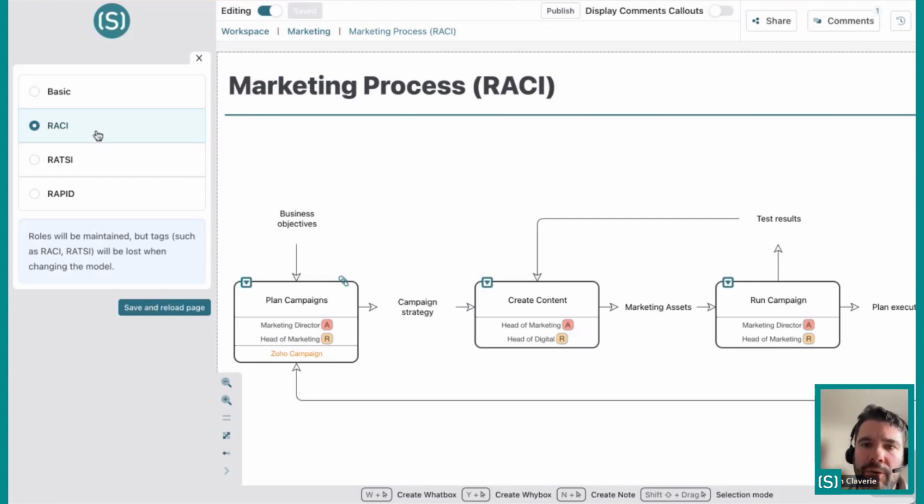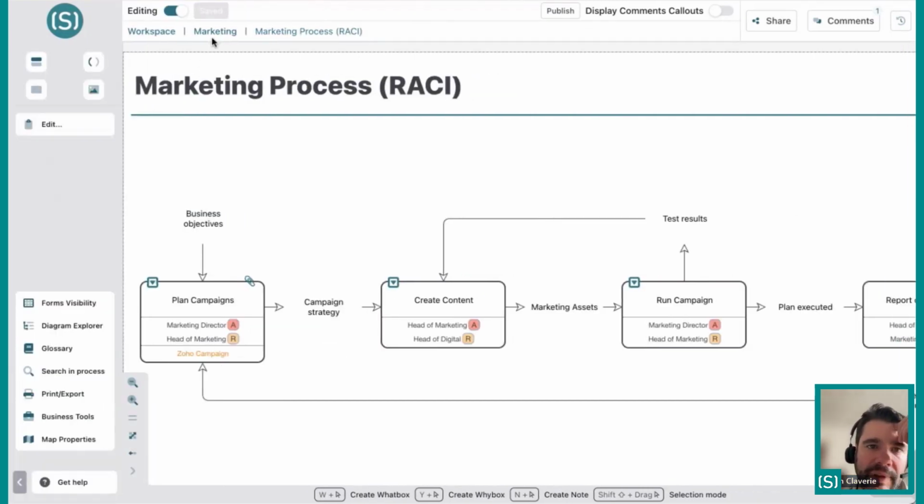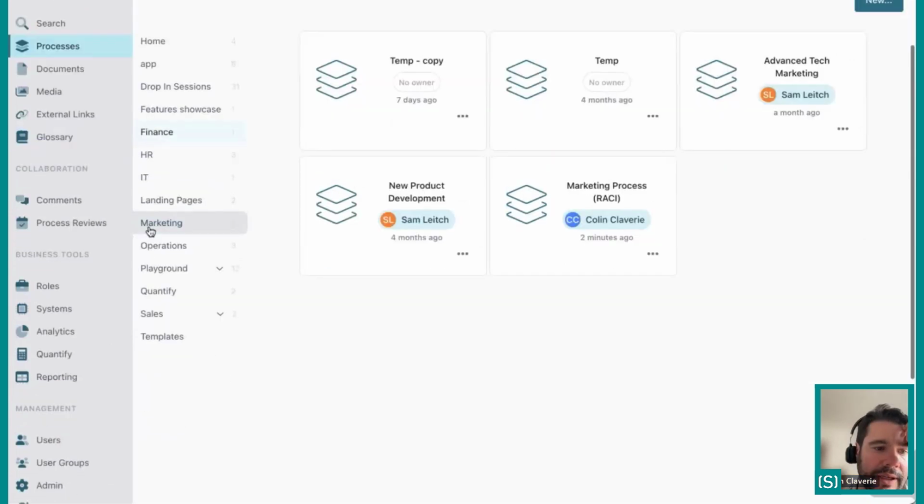Be aware that if you're changing the model, if it already exists, it will lose all the tags. You need to create them again. So do it early in the process, not too late. So here we have RACI. The last thing I will show you is that you can have a default.